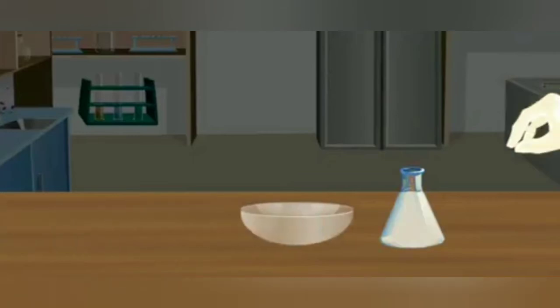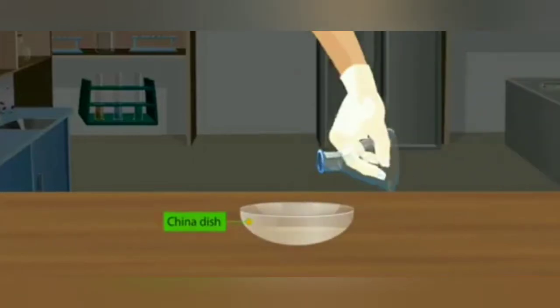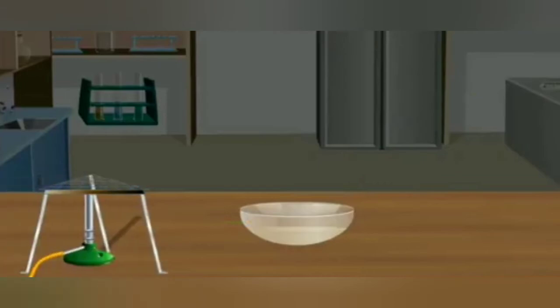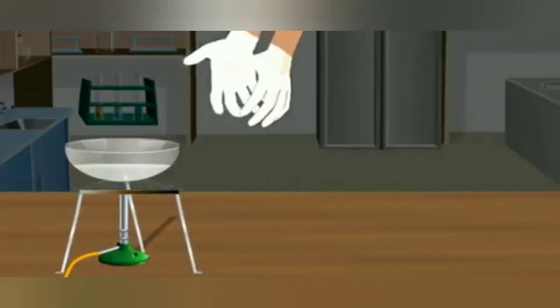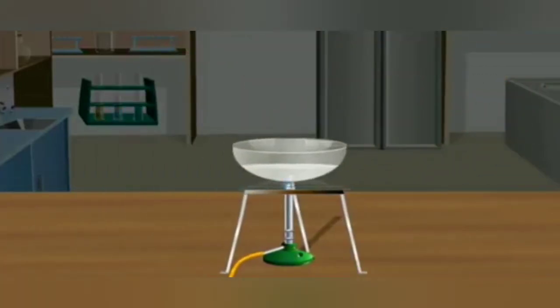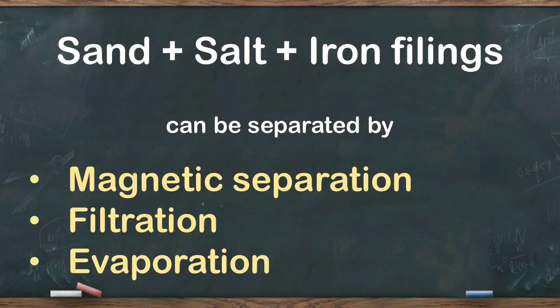Now, transfer the salt solution into the china dish and place it on a tripod stand. Heat the solution until the water evaporates completely and only salt is left behind in the china dish. So, sand, salt and iron filings are separated by using magnetic separation, filtration and evaporation.